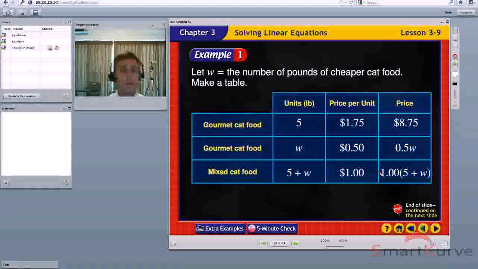Well, let W equal the number of pounds of cheaper cat food. Make a table. Gourmet cat food, 5 units per pound. Price per unit, $1.75. Price, 8.75. Cheaper cat food, W. This is not gourmet cat food. 50 cents per pound, 0.5 W. Mixed cat food, 5 plus W. Price per unit, 1. That's what we want. Price, $1 times 5 plus W.